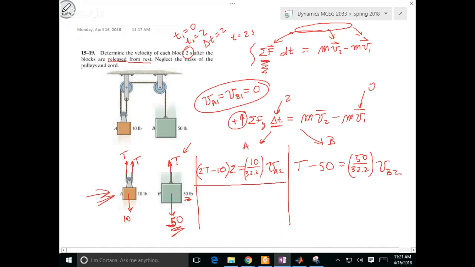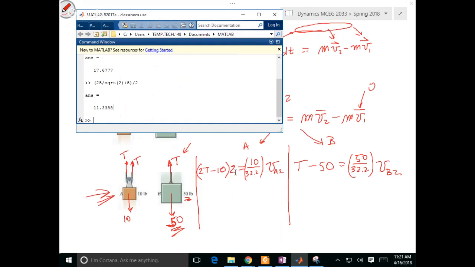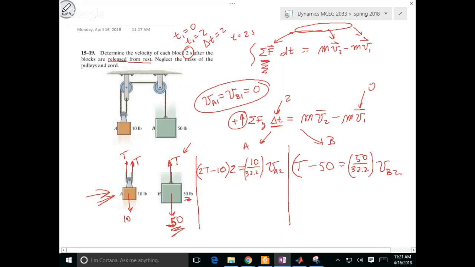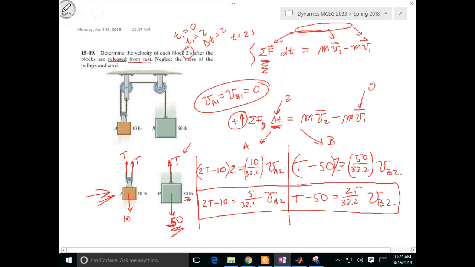So I got 2 equations, which I guess I should have drawn a line there. However, let me go one more step and put those numbers down. I can take the 2 and slide it back underneath. I forgot the 2 right here, because I still have to carry the 2 seconds here. I can put the 2 underneath, and I can have 2t minus 10 equals, in this case, 5 over 32.2, VA2, t minus 50 equals, and I guess 25 over 32.2, VB2. And I guess I could just hold up and say these are the 2 equations I'm going to deal with. Now I've got to deal with how the 2 velocities relate to each other. Say SA, draw this little thing, SB.